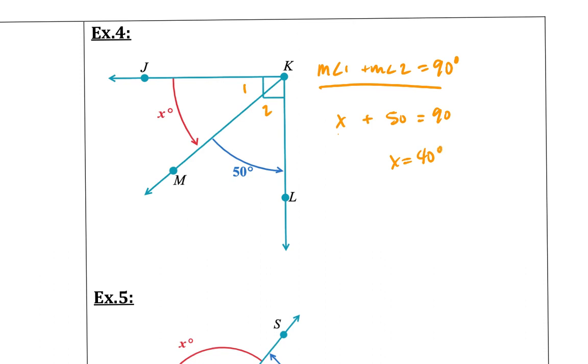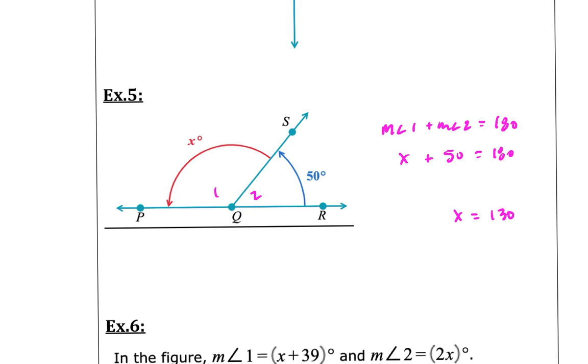X equals 40. So again, on this one, you would have said the measure of angle 1 plus the measure of angle 2 adds up to 180 degrees because they are supplemental. You look, here's what you got right here. That's supplemental, so they add up to 180 degrees. So that means you have x plus 50 equals 180. So you subtract 50 from both sides and you get that x equals 130. So that angle measures 130 degrees.